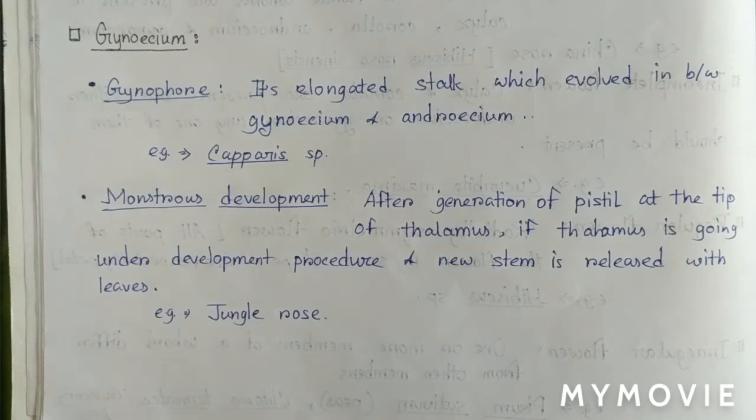Then a very interesting term comes, that is monstrous development. What is monstrous development? After generation of pistil, means female reproductive organ, at the tip of thalamus, if thalamus is going under development procedure, then new stem is released with leaves. Example as jungle rose. We understand it through a diagram.